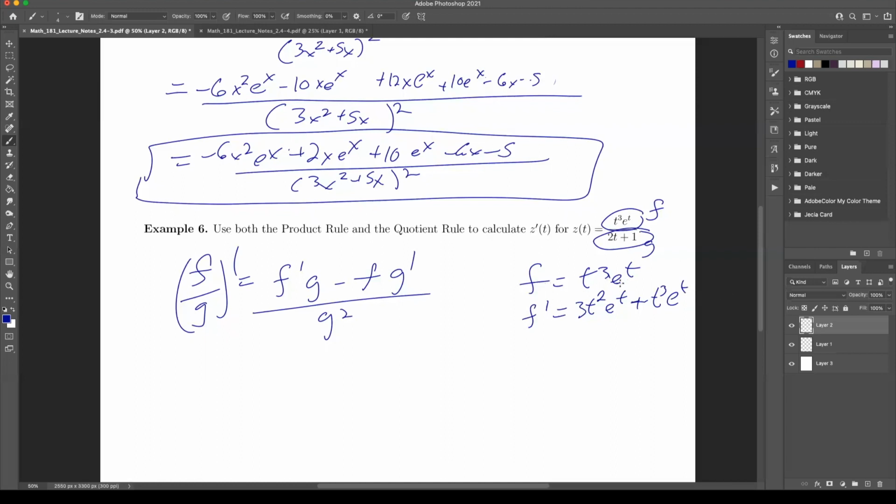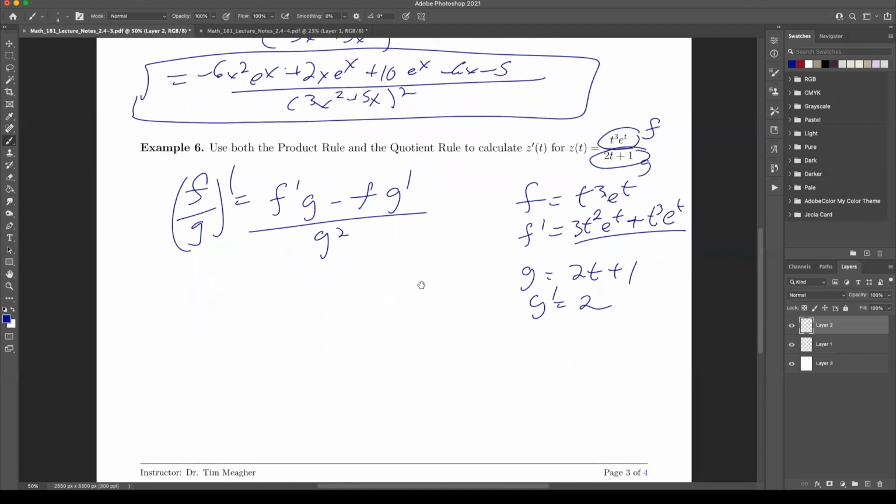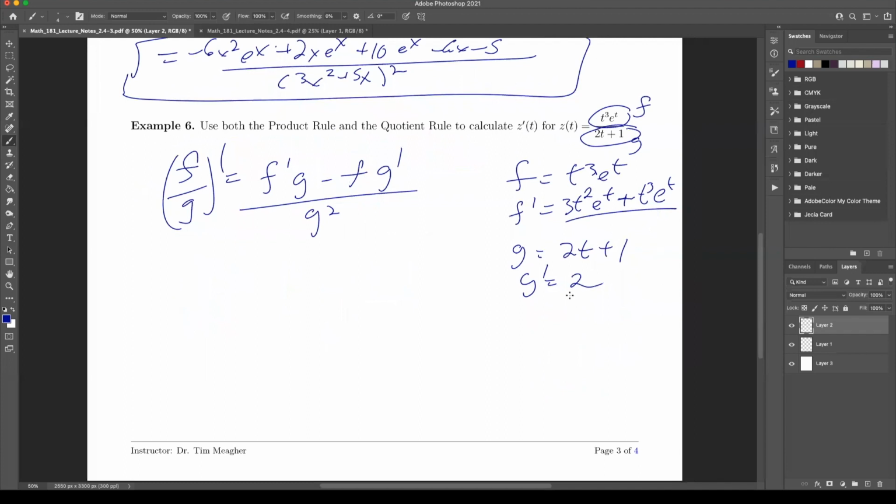So here, if I take a derivative, in order to do this, it's the product rule. And if we do the product rule, we get this. And g is equal to 2t plus 1. So g prime is equal to just 2, because this becomes 1, this becomes 0. And we just plug it in. And so I always suggest you do this.